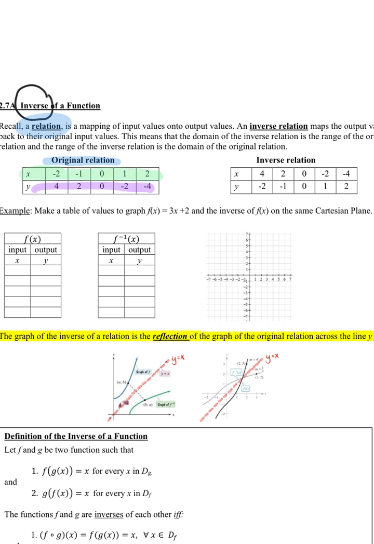We took all our domain values, our input values, and when we reflected it across the line y equal x, we let those x values equal the y values. So the domain of the original relation became the range of the inverse of the relation. And similarly, we took the original range values, y values, and they became the domain of the inverse, the reflection. So each of these little ordered pairs, this -2, -2, 4, became 4, -2, interchanging the x and the y. The 0, 0 was the same.